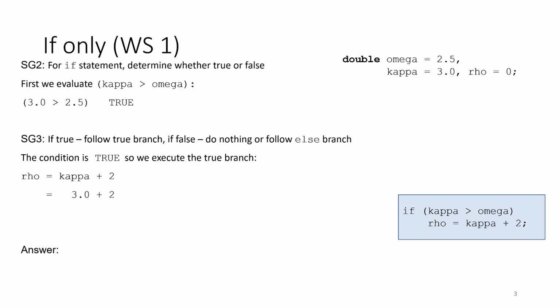Kappa has the value of 3.0. 3.0 plus 2 promotes the 2 to be a double, and so we end up with the value 5.0. So the answer is that rho becomes 5.0. That is the end of this worked example.